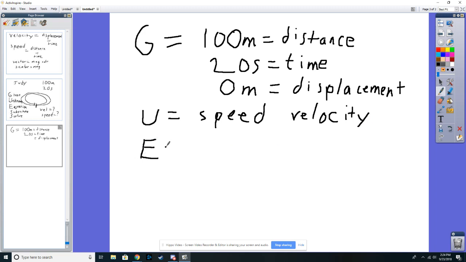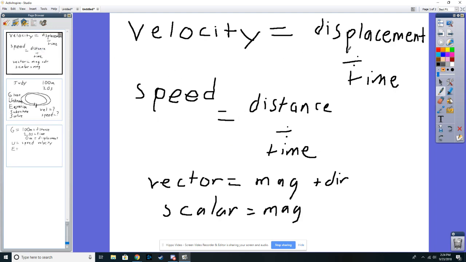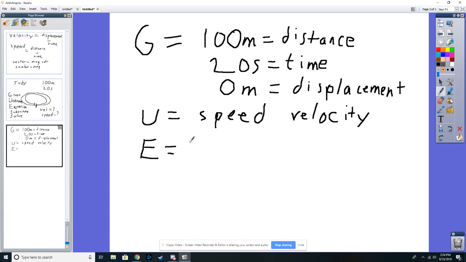If we go back to the first slide, we see the equation for velocity is displacement divided by time. The equation for speed is distance divided by time. So I'm going to write those out as letters so you can see what they look like. So you have velocity is equal to displacement divided by time. You see a line like that, that's just another way to say divided by. Fractions are the same thing as dividing. And you have speed, which I'm going to use as an S, is equal to distance divided by time.